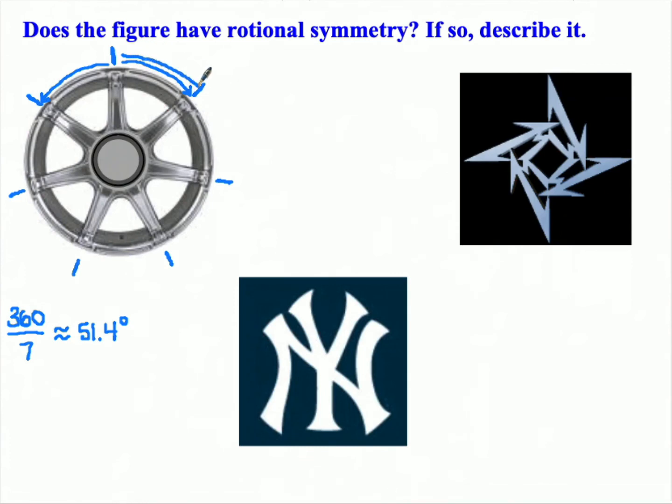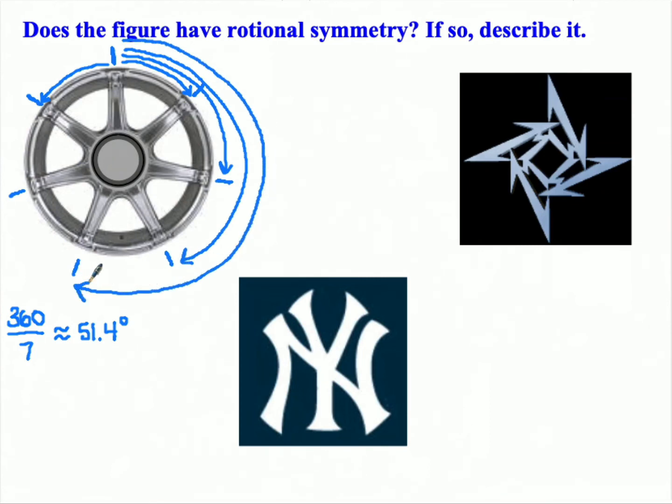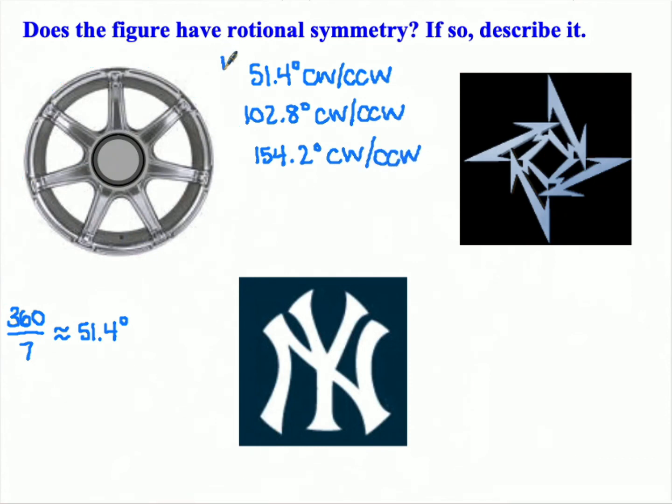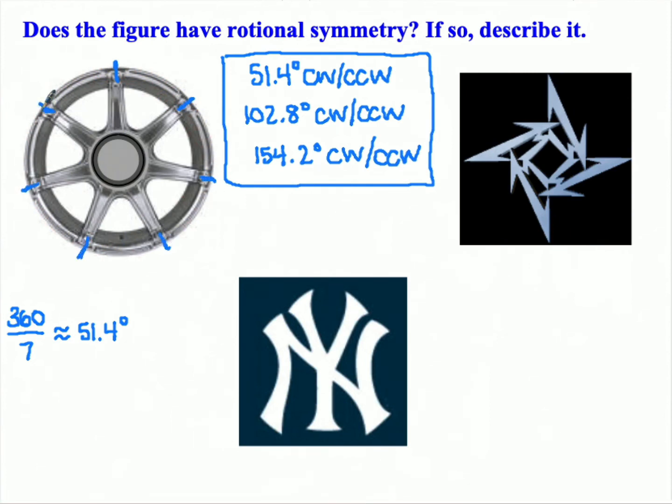But then I could do 2 of those 51.4s. I could do 3 of them. I wouldn't do 4 of them because remember we stop at the 180. So once you've made it to the halfway point, you shouldn't have to list any more. So I think it's just those 3 clockwise that I have to list and their corresponding counterclockwise, and I should have hit all 7 points. And that's how we would describe the rotational symmetry of really anything that has 7 points on it. You could imagine maybe a flower that looks like that or something.